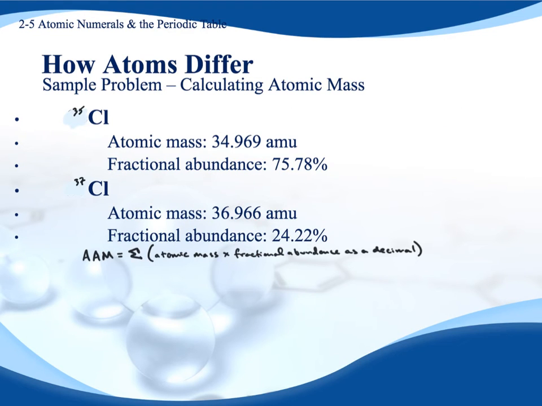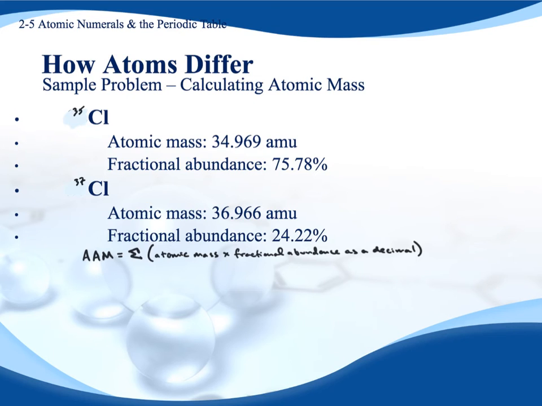Okay, and we're going to do that with chlorine. So we had chlorine 35. We have an atomic mass. If we add up all the pieces of chlorine, the 17 protons, the 18 neutrons, and the 17 electrons, we get an atomic mass of 34.969 AMUs, and the fractional abundance is 75.78%. Chlorine 37 has an atomic mass of 36.966 and a fractional abundance of 24.22%.